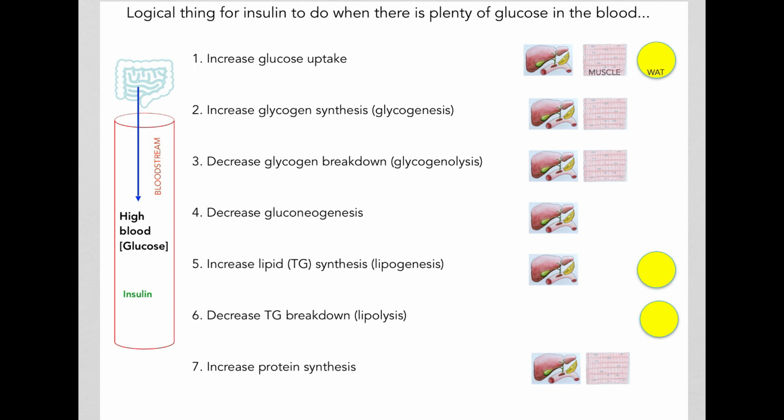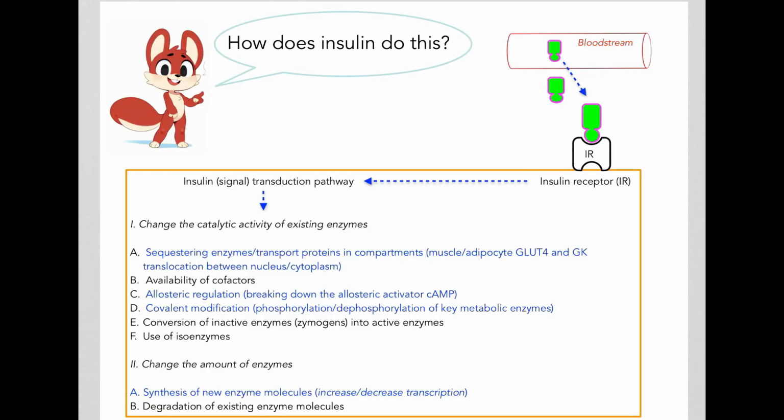While promoting synthesis, insulin will decrease breakdown. So insulin, for example, will decrease glycogen breakdown as well as triglyceride breakdown. So that's basically what we discussed last week, the effects of insulin on the human body. How does insulin carry out all of these effects? Let's see how insulin carries out all of these effects.